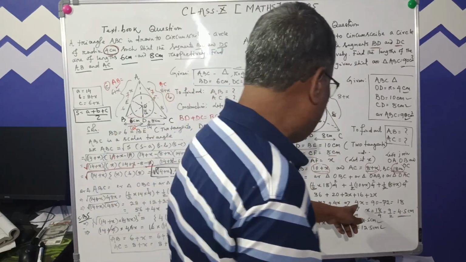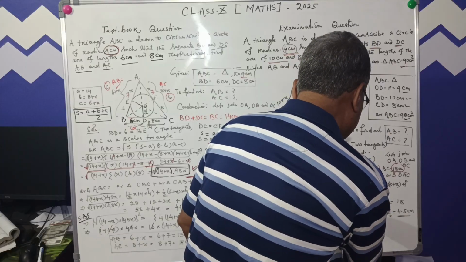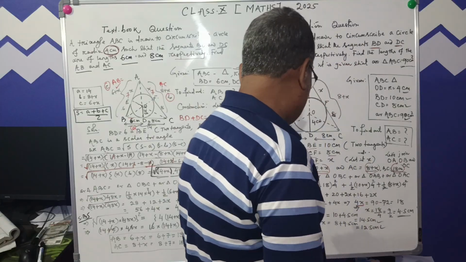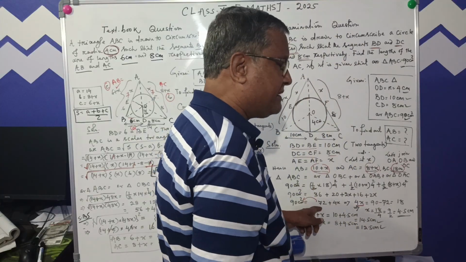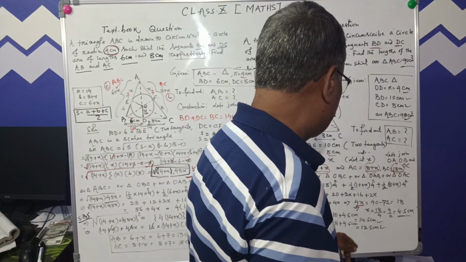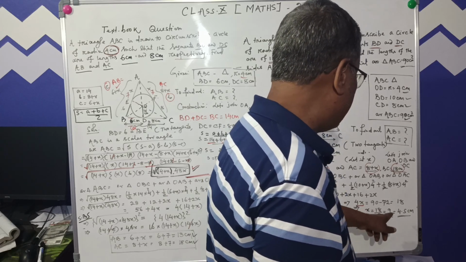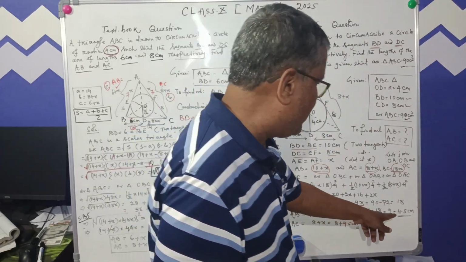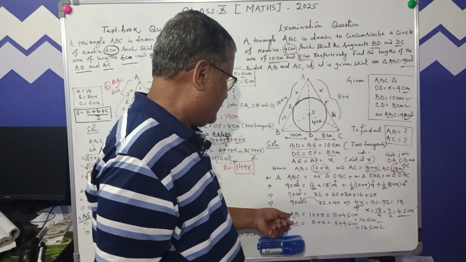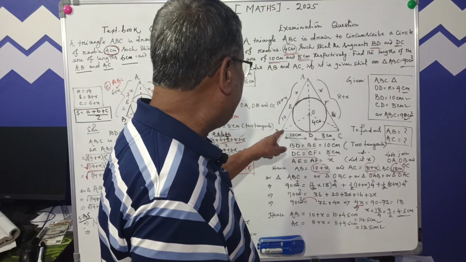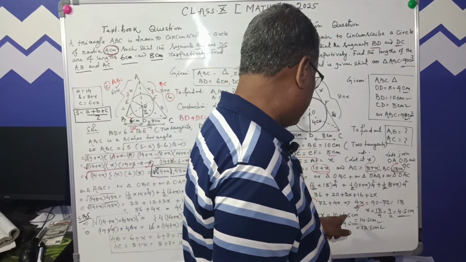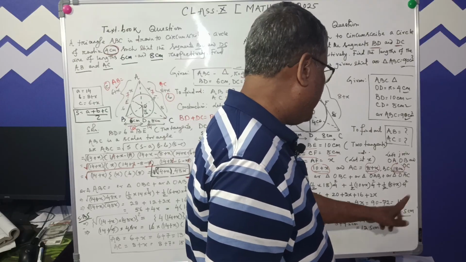So simply, keep 4x on the right side, and by transposition, 90 minus 72, 72 is taken from the right side to the left side, so it is subtracted, and we get 18. So x is equal to 18 by 4, that is 9 by 2, which is 4.5. So now you get x is equal to 4.5 centimeter. Now add it. AB is equal to BE plus AE, that is 10 plus x, 10 plus 4.5, that is 14.5 centimeter.